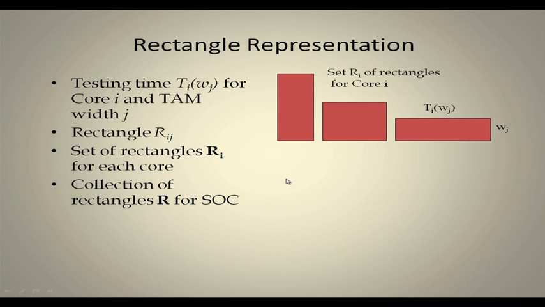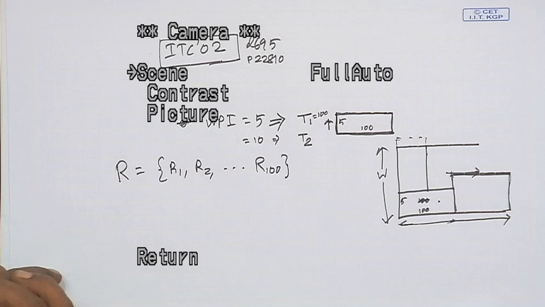In general, I can say that any core can be represented by a set of rectangles, capital Ri. So for testing purposes I can represent any core by a set of rectangles, and if we take all these sets, then we get the collection capital R of these sets. Now the situation becomes like this. This capital R is a set of R1, R2, and suppose I have got say 100 cores, so R1, R2 up to R100.